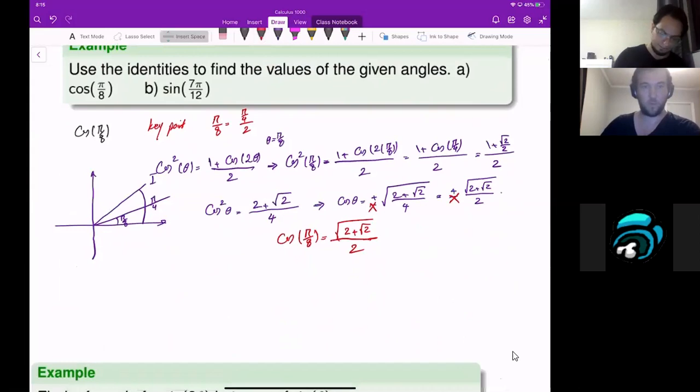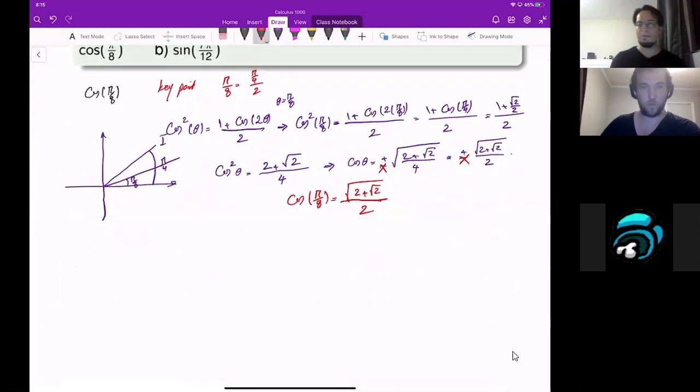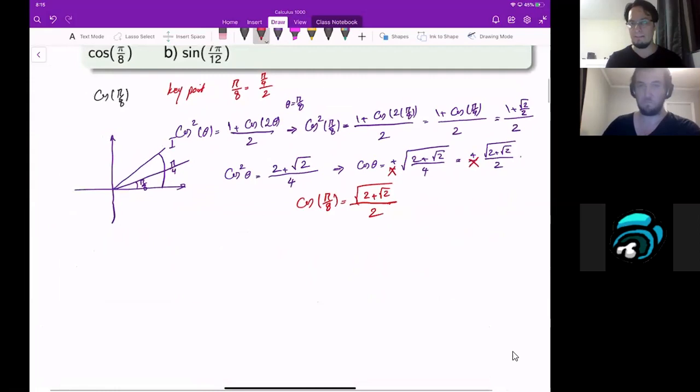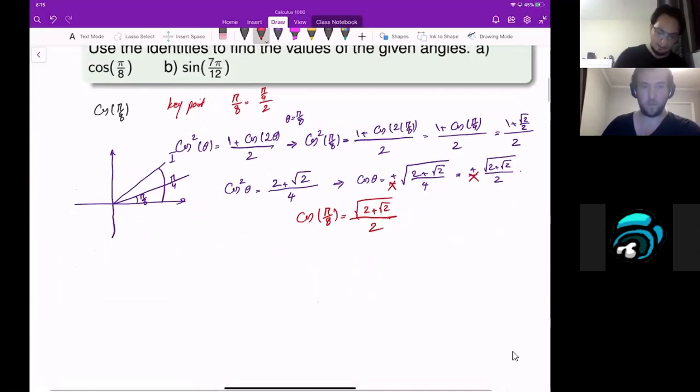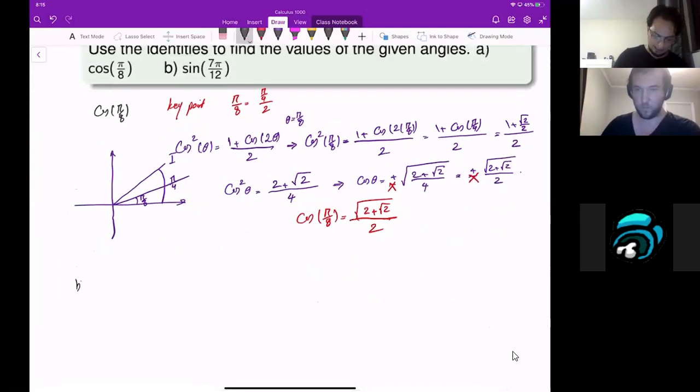Can we do the other one maybe, or do we have more questions? No more questions. Okay, let me do part B because this is an interesting thing to see. For part B, sine of 7 pi over 12.